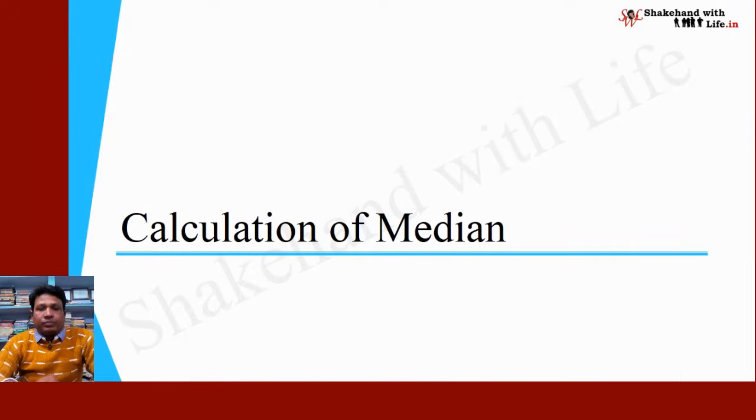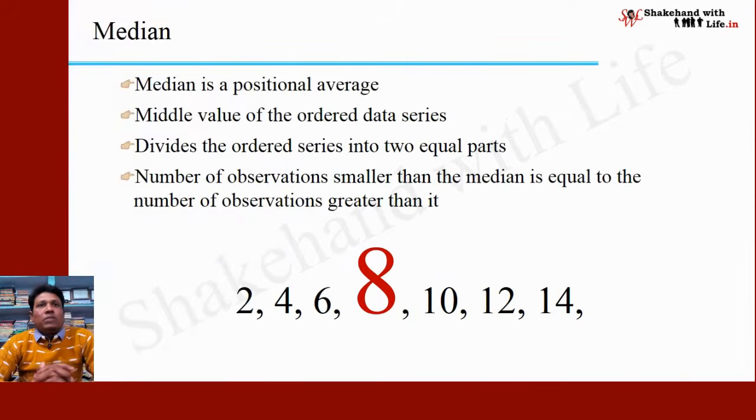Calculation of median. What is median? Median is a positional average. It is the middle number of the ordered data series and it divides the ordered series into two equal parts. Number of observations smaller than the median is equal to the number of observations greater than it.